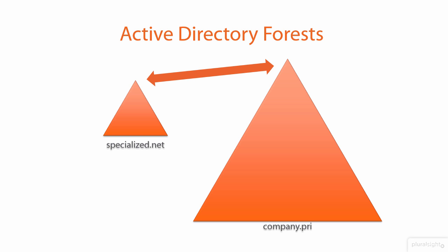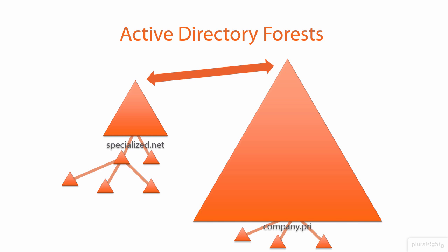Well, it is possible to create what is called a forest trust between the topmost level of these two domains that facilitates the communication and the authorization between this domain and that domain. By creating this forest trust and then applying permissions in the appropriate ways, I can, sitting here in company.pri, then access resources in specialized.net. Now, the neat part about these forest trusts is that depending on how you configure them, it is entirely possible for all of the different subdomains beneath that main triangle to also have access to the resources in that other forest.